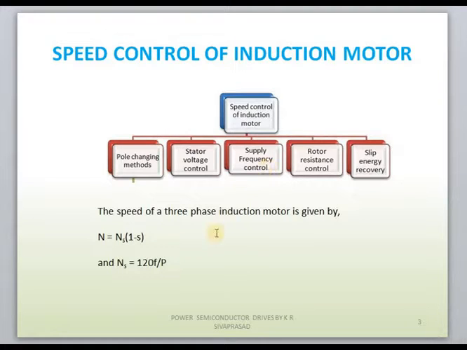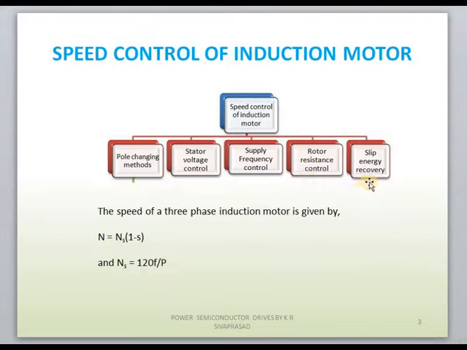And third one is supply frequency. In the Ns formula, you can observe that if you change the frequency value, the Ns value is also changed. That means the machine speed can be controlled by using the frequency also. And the fourth one is the rotor resistance control method. This is applicable for SRIM, that is slip ring induction motor. In a slip ring induction motor, the rotor resistance can be varied for controlling the speed of the machine.